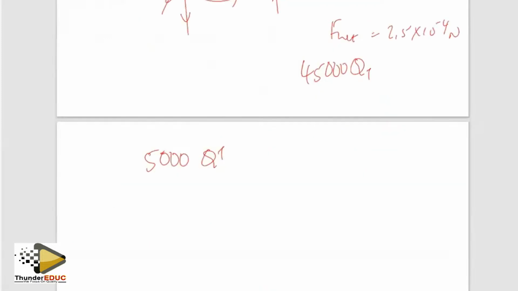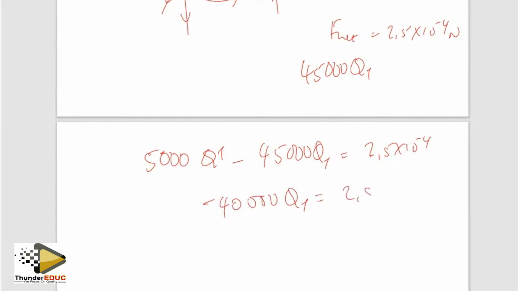newtons. Okay, so what I'm going to do there is if I get my 5,000 minus my 45,000, it must give me the 2.5 times 10 to the negative 4. Okay, subtracting this, I'll get negative 40,000 Q_T is equal to 2.5 times 10 to the negative 4. Remember, this was a negative, so even if we leave it as a negative, since it was acting to the left. So divide both sides by 40,000.